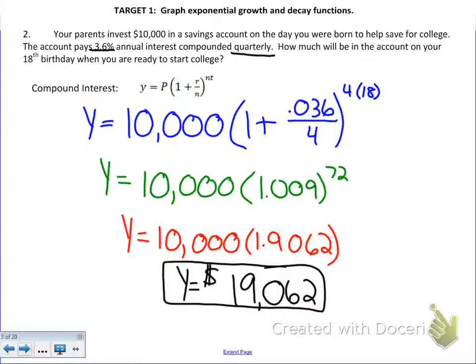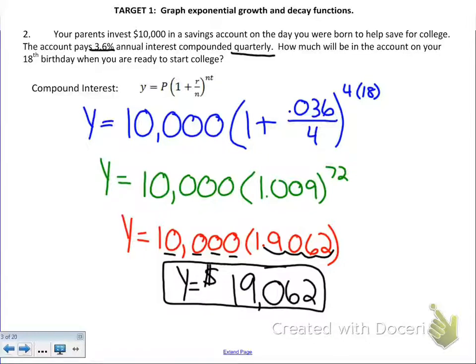That's our blue step. In our green step, we simplified what was in the parentheses and got 1.009, and then to the 72nd power. Then in our red step, we did 1.009 to the 72nd power and got 1.9062. And then times 10,000. Don't you dare plug that in a calculator. You should be able to do that without a calculator. All you do, you have 4 zeros here, so you need to move the decimal place 4 places back. So then your answer is 19,062. And don't think I didn't see you plug that in your calculator. You should know better than that.